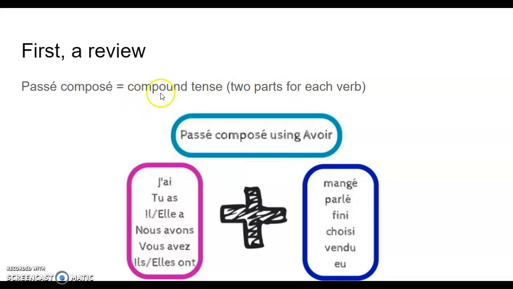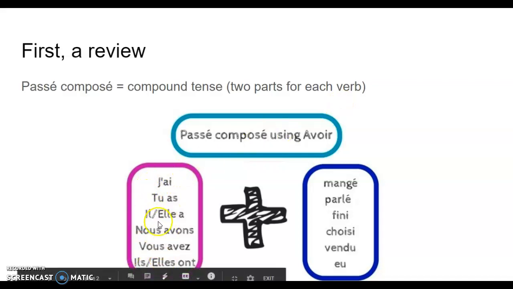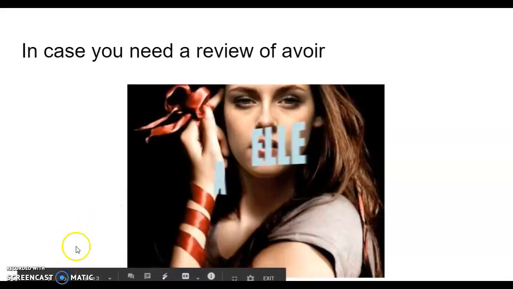And just a reminder that it is a compound tense, meaning you have to have the two parts for every verb you're conjugating. So you have the present tense of avoir, and then you add your past participle. And you need to have both of those. That's the old part, right? And we've done a little bit with that.